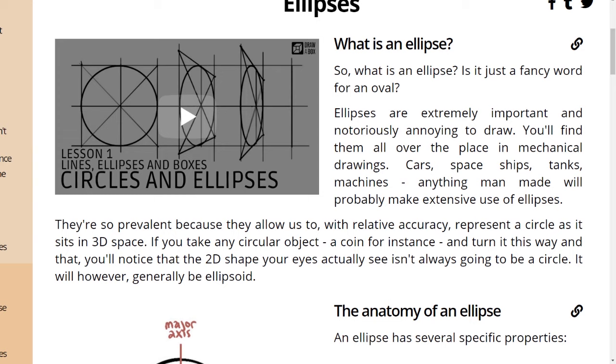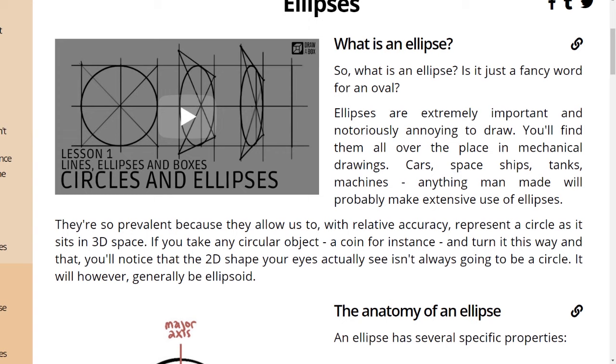Ellipses are extremely important and notoriously annoying to draw. You'll find them all over the place in mechanical drawings: cars, spaceships, tanks, machines, trains. Anything man-made will probably make extensive use of ellipses. They're so prevalent because they allow us to, with relative accuracy, represent a circle as it sits in 3D space.